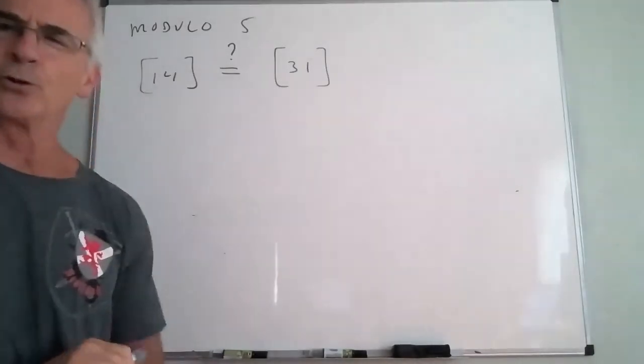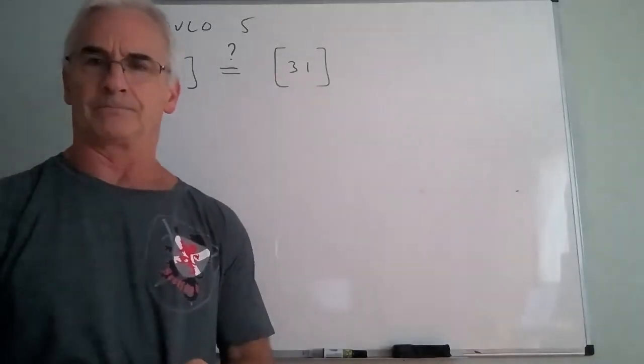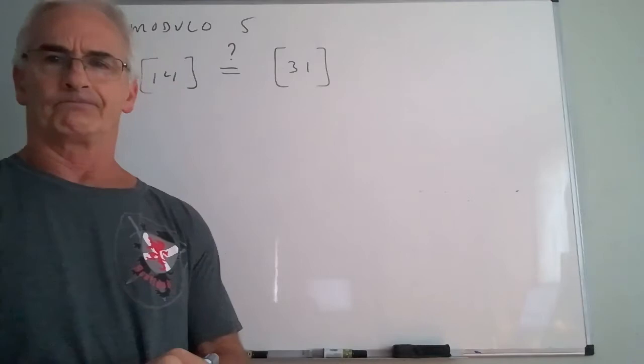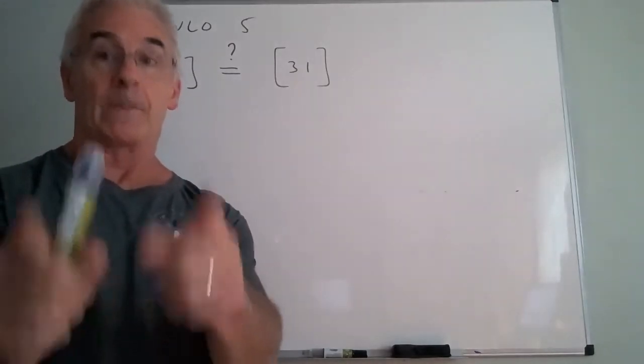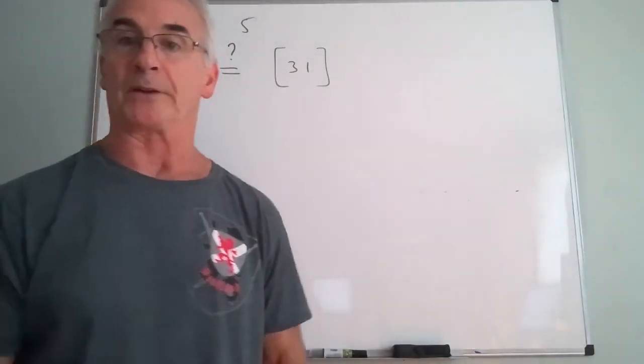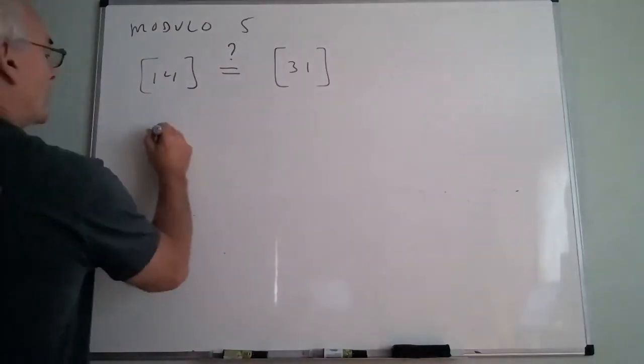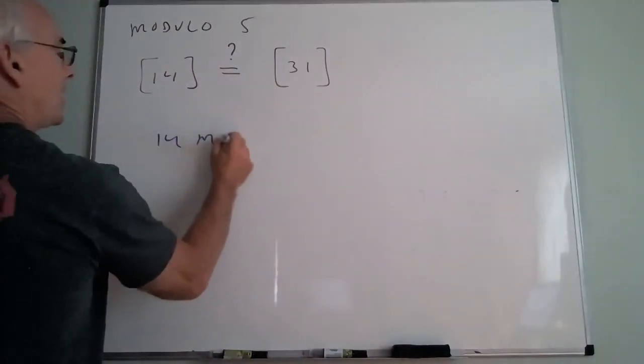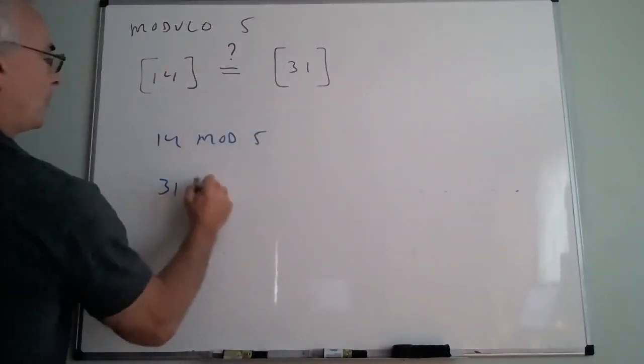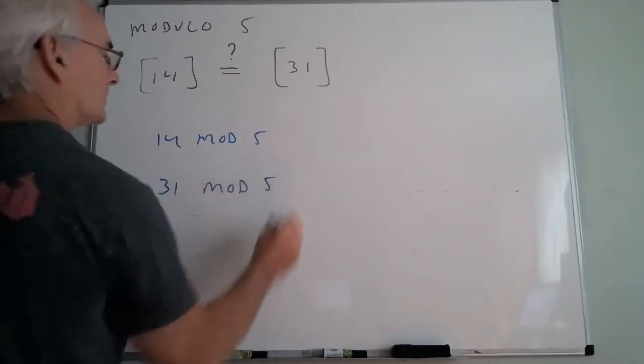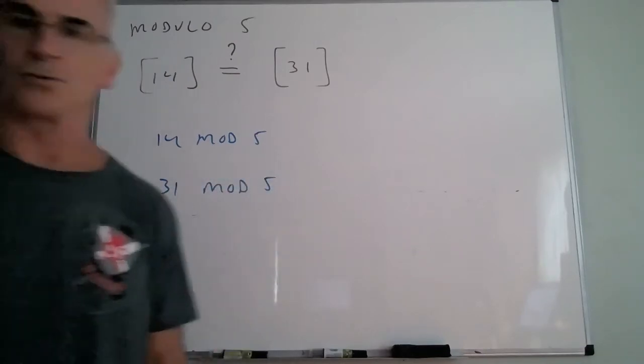So for it to be true, what would have to be true? The remainders supposed to be equal. They would have to have equal remainders. Perfect. So what is 14 mod 5? What is 31 mod 5? Now you can do this in your head. You can do this using a calculator.